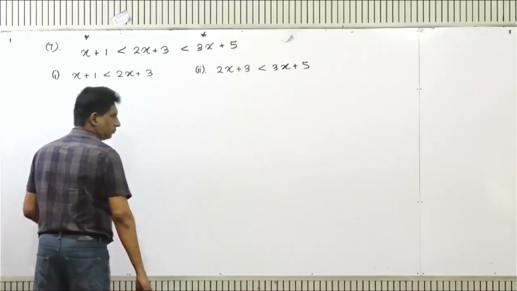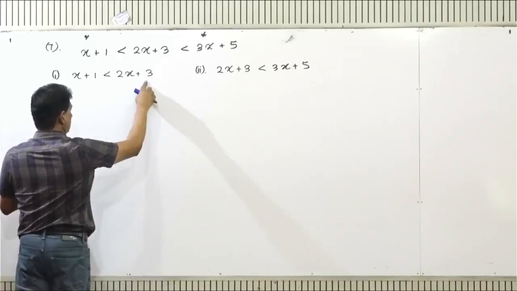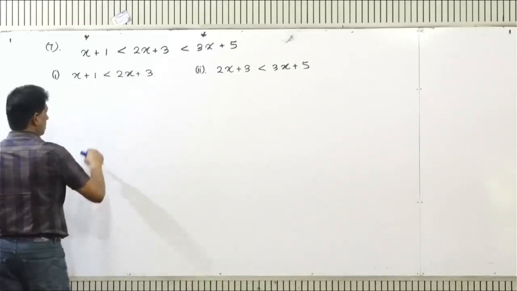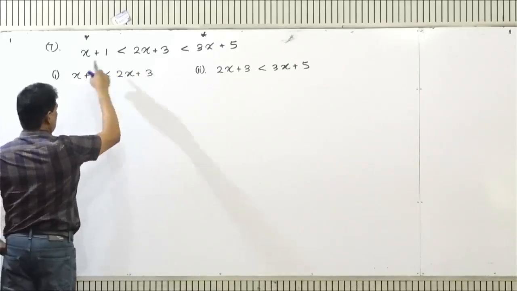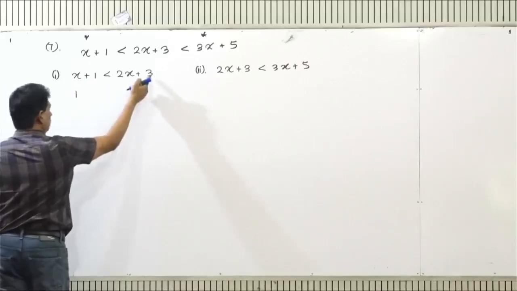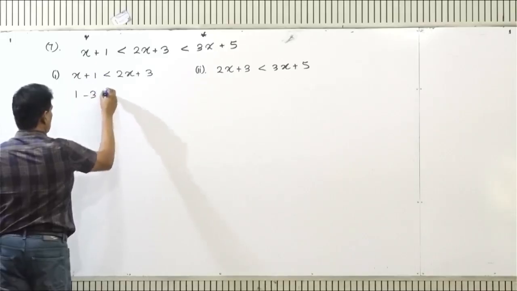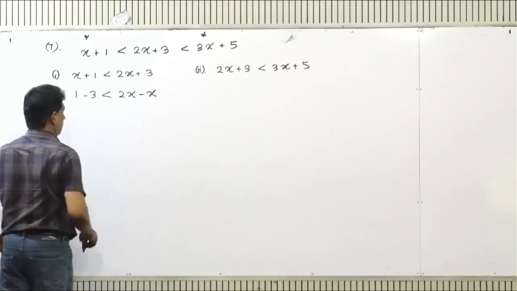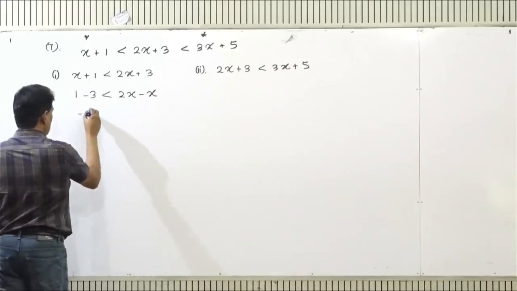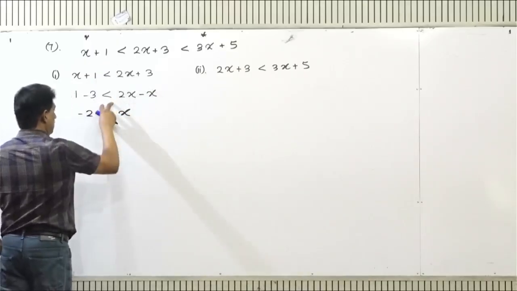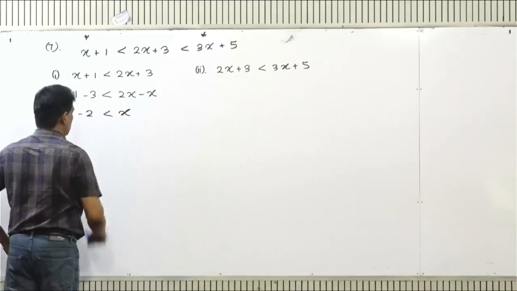3x plus 5. Now we have to solve this inequality. We can solve this one now. This is a linear function, this is also a linear function. So we can isolate x: we take this positive x this side, and this positive 3 this side. Then here positive 1. If we take this positive 3 this side, minus 3. Here 2x, we take this positive x this side, then negative x. We can simplify these two, then minus 2, here positive x. Then the solution of this inequality is x is greater than negative 2.